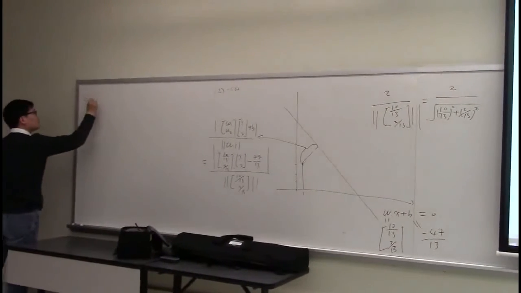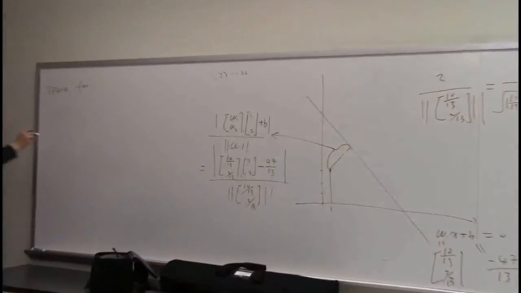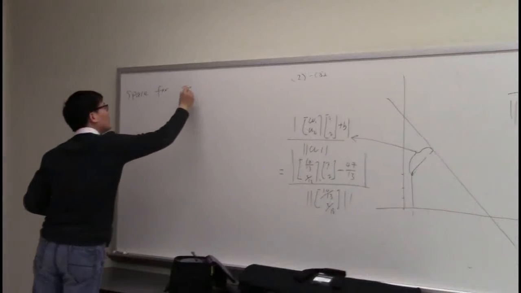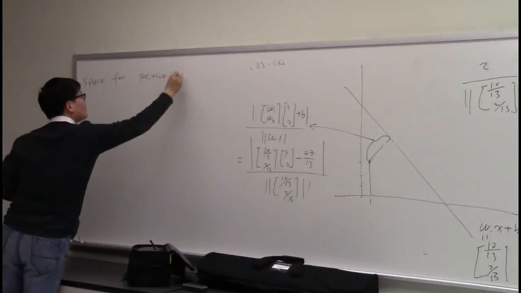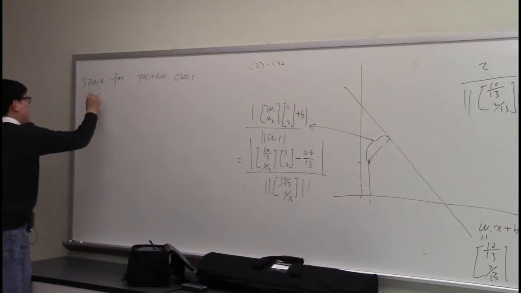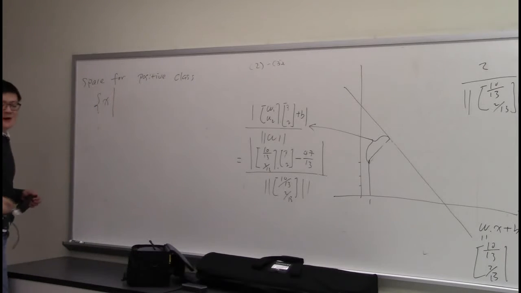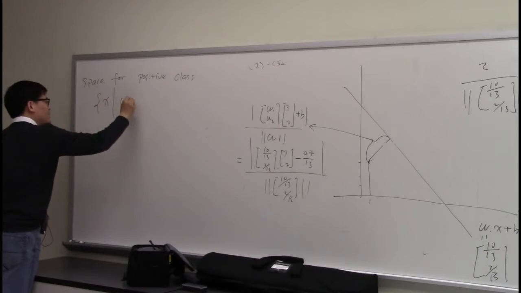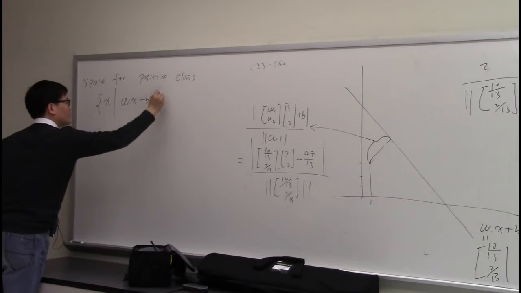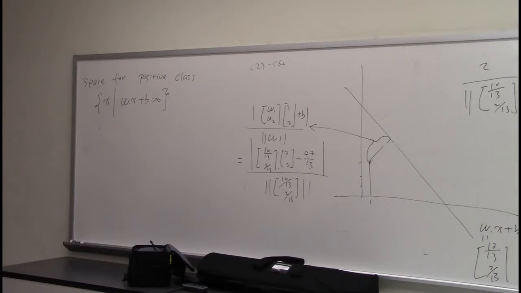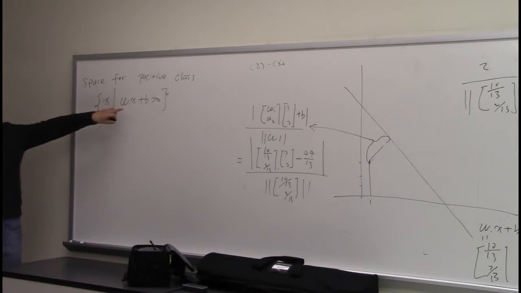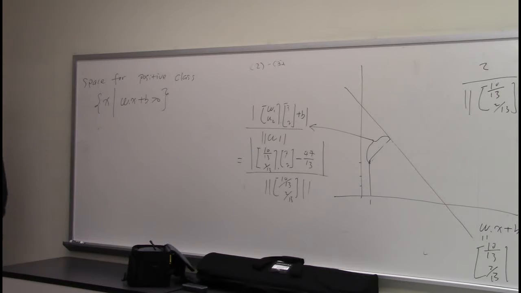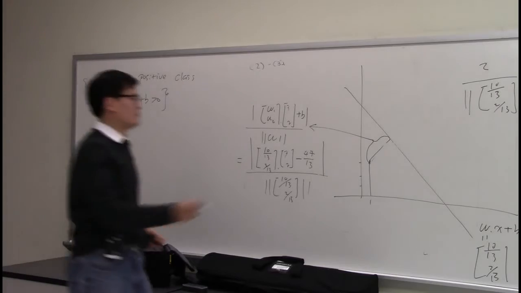Distance. This value is... Any x that satisfies w dot x plus b equals 0, right? You follow? The set of all x that satisfy this is positive. And you find out this actually is the space.